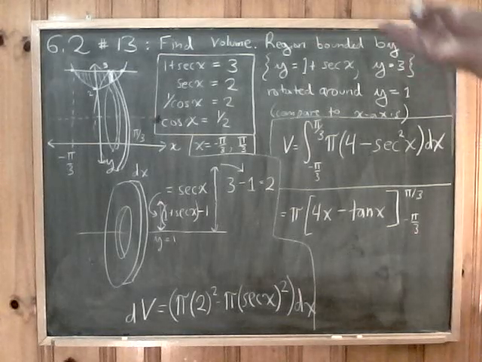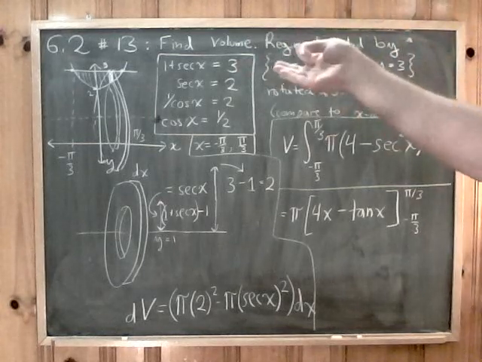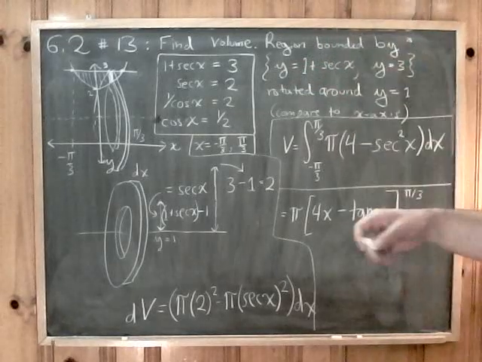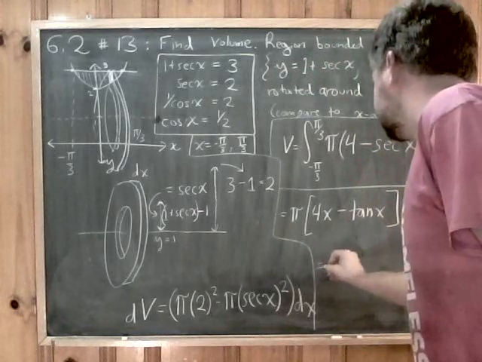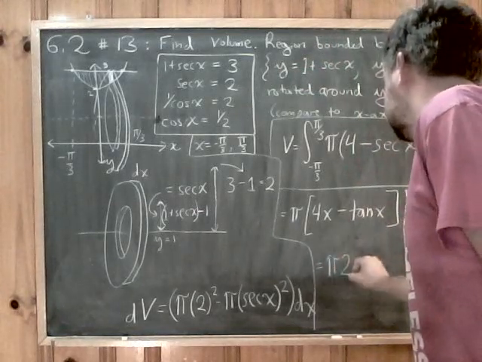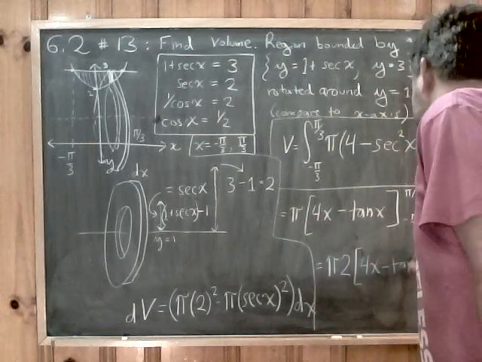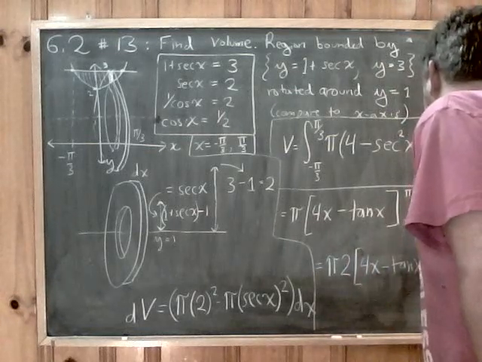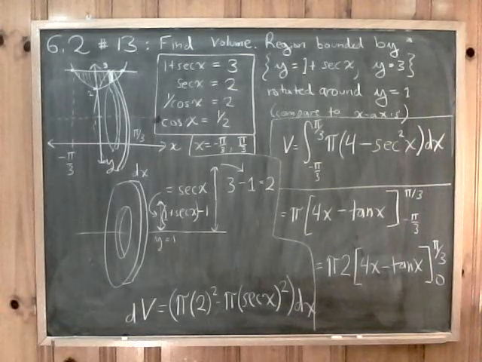I might also point out that you could use some symmetry here. This has the same amount of area and the same amount of volume from negative pi over 3 to 0 as it does from 0 to pi over 3. By just looking at the symmetry of it, and for that we need to know that secant is a symmetric function, we could write this as pi times 2 times 4x minus tangent x from 0 to pi over 3. That goes a little faster, so you don't have to plug in every single number there.